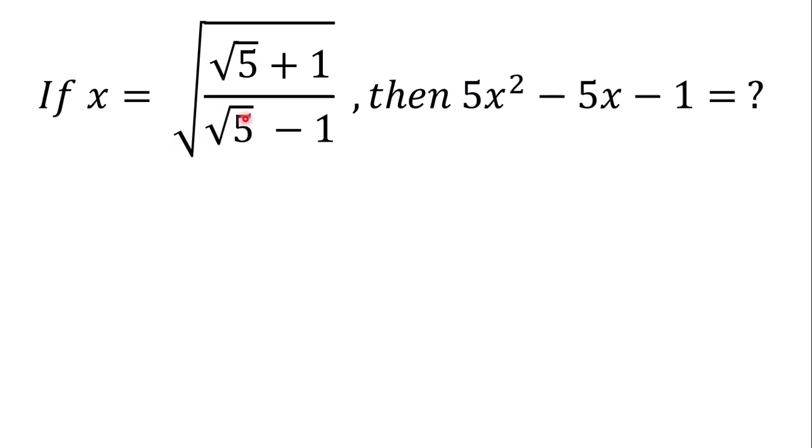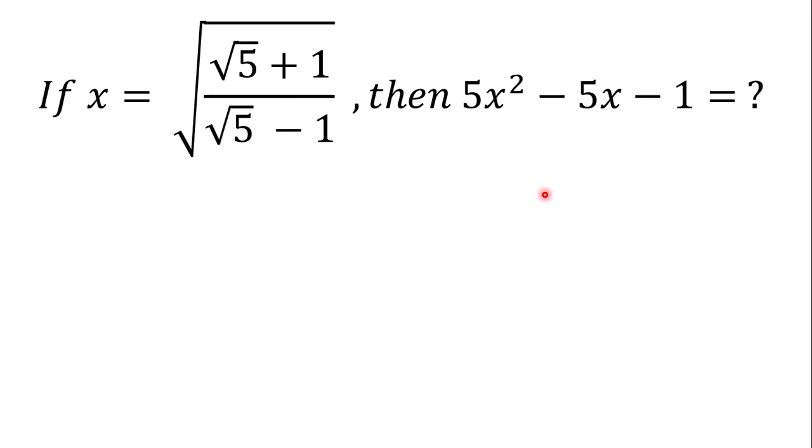X is equal to the square root of (root 5 plus 1) divided by (root 5 minus 1). And then the question is saying, when x is equal to this expression here, 5x squared minus 5x minus 1 will be equal to what? Provided the value of x is known. So if x is equal to this expression here, it will be equal to what?